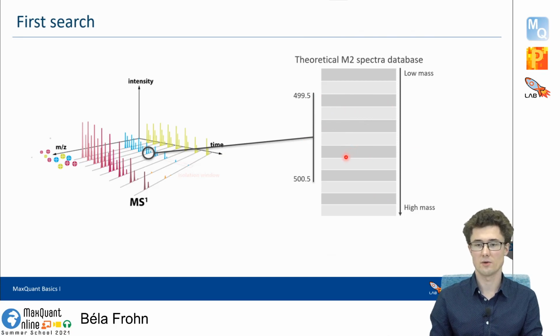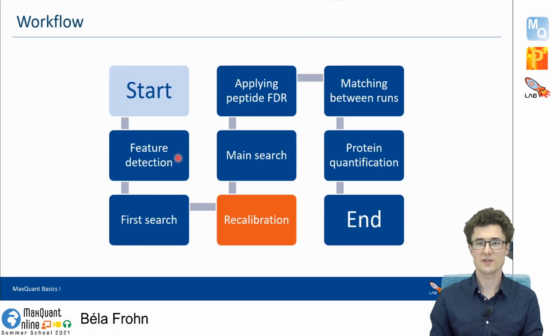Okay, so now in our first search, we found peptides for some of our features here, but not for all. And now we can label some of our features here, for example, the blue one. We know, okay, this should be this or that peptide, but for others we might not know yet. And this is why we now do the recalibration.